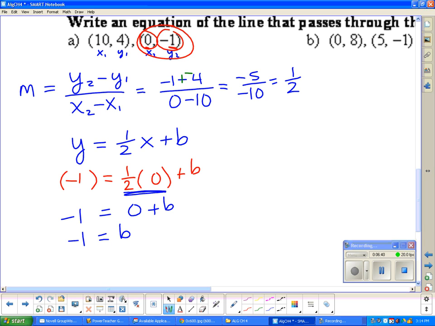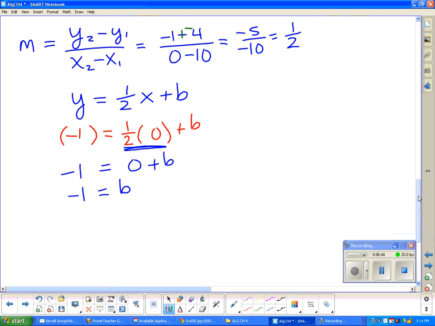Now I'm just going to put it all together. I'm using my 1/2 that I knew from earlier, x, and then now since I know what my b is, I'm just putting that right over here and writing -1 there. So my final equation is going to be y equals 1/2 x minus 1. So that means that equation contains both of these points right here.